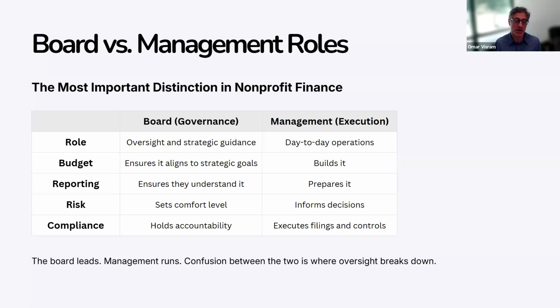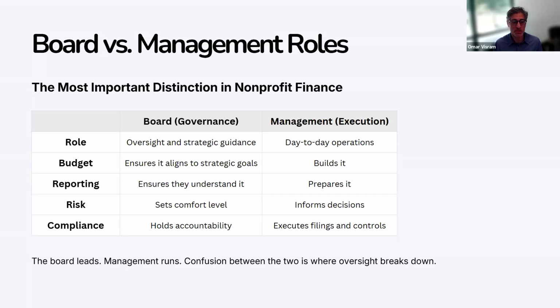From a budgetary perspective, the board is responsible for ensuring it aligns to the strategic goals of the organization. Management's role is to build it. Reporting, the board's role is to ensure that they understand it. Management's role, again, is to prepare it. Risk, the board will set the comfort level. So, do we want to look at different scenarios? Are we comfortable with a small deficit this year? Do we want to build a surplus? And management informs those decisions.